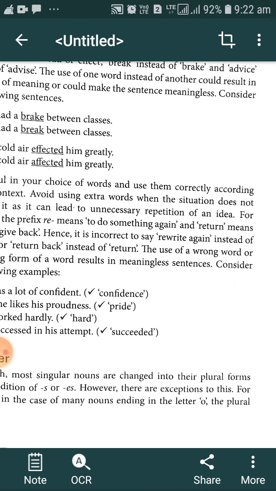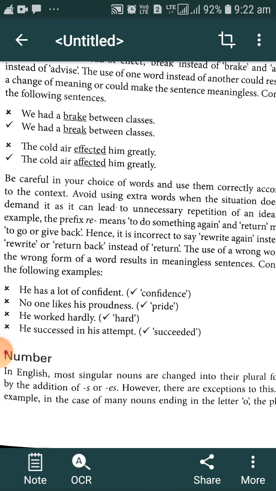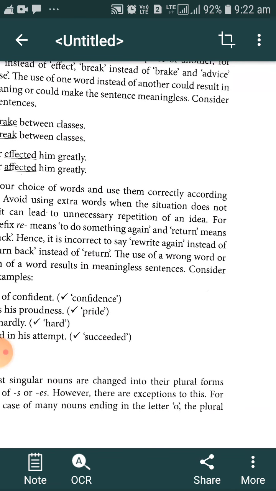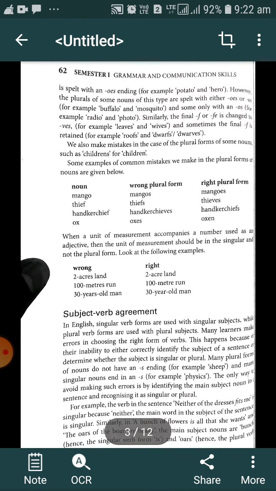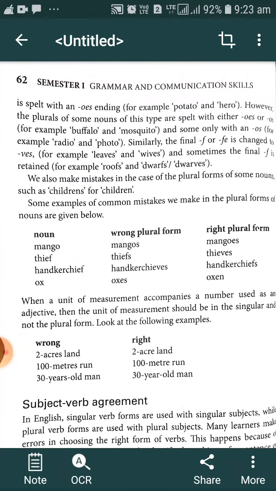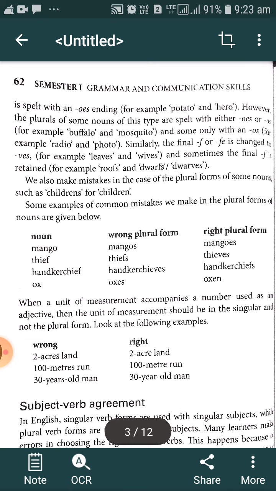However, there are exceptions to this. For example, in the case of many nouns ending in the letter O, the plural is spelled with an O's ending. For example, potato, hero. However, the plural of some nouns of this type are spelled with either OES or OS. For example, buffalo, mosquito. Some only with an OS, for example, radio, photo.